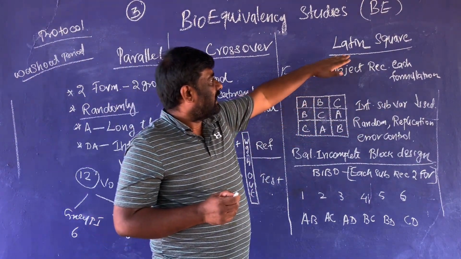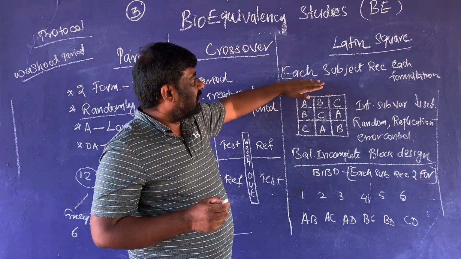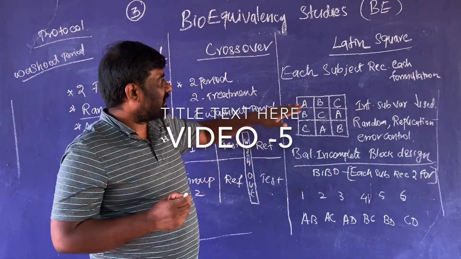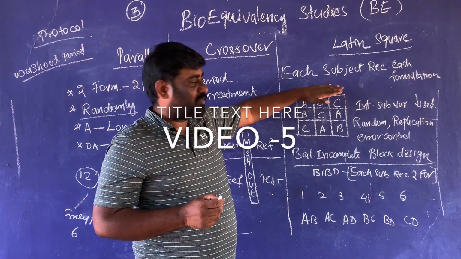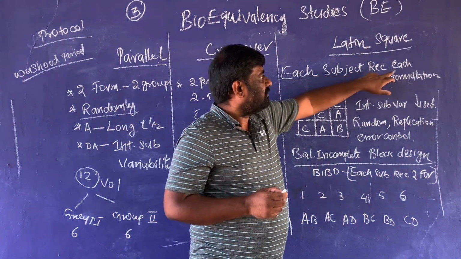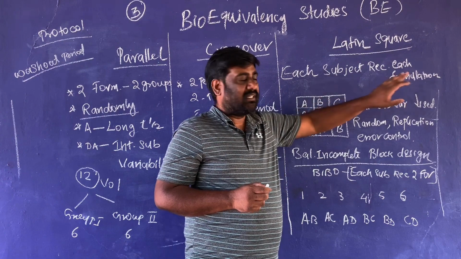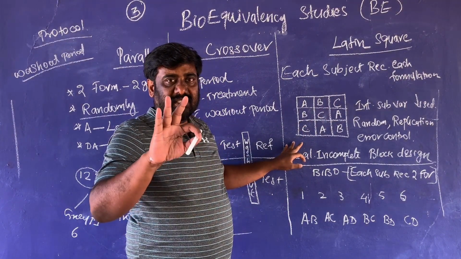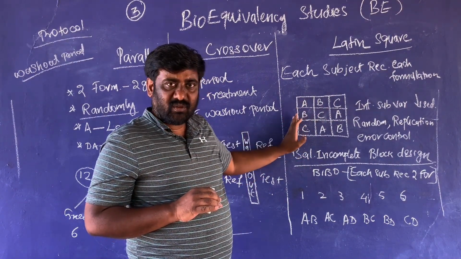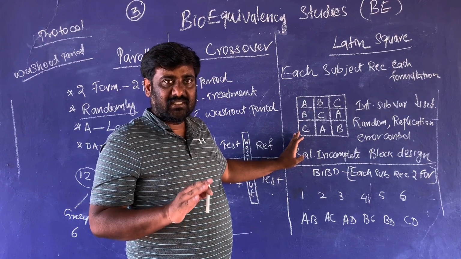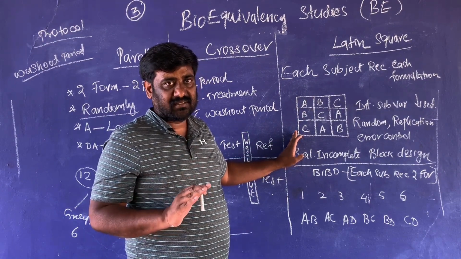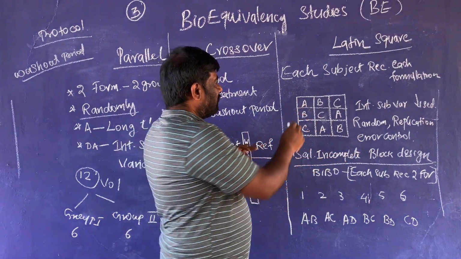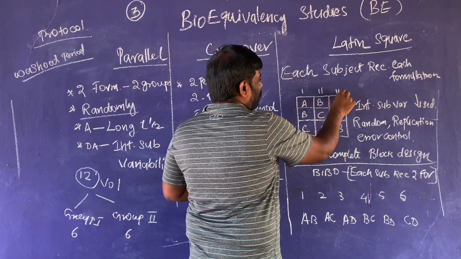What the Latin square technique means is that each subject receives each formulation. For example, if there are 3 formulations, we select only 3 volunteers. So here the number of volunteers is less. That is one of the main advantages. So the inter-subject variability is less. But the main disadvantage is that it is lengthy. I will explain how. Now, this is volunteer 1, volunteer 2 and volunteer 3.